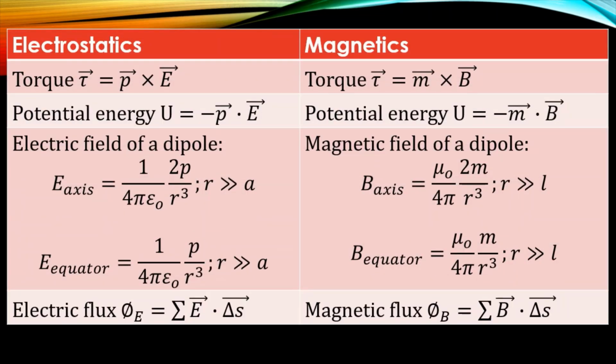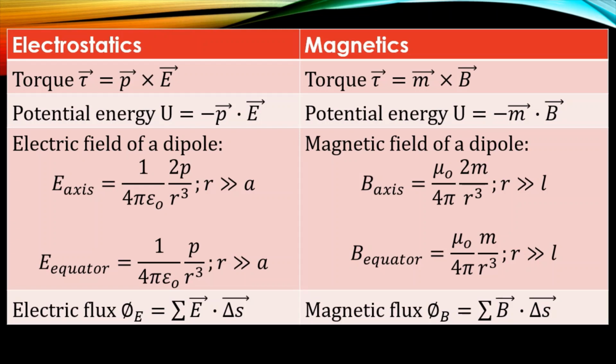Now, the torque acting on an electric dipole kept in a uniform electric field is given as tau equal to P cross E, where P is electric dipole moment and E is electric field. So, on comparing this, for magnetics, we can say that the torque acting on a magnetic dipole kept in a uniform magnetic field is given as tau equal to M cross B.